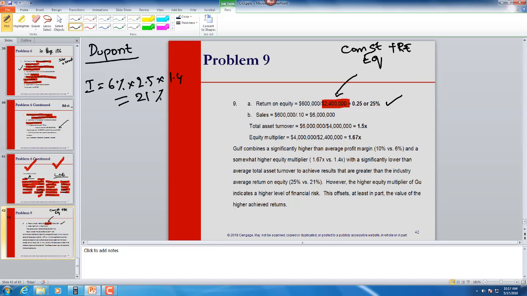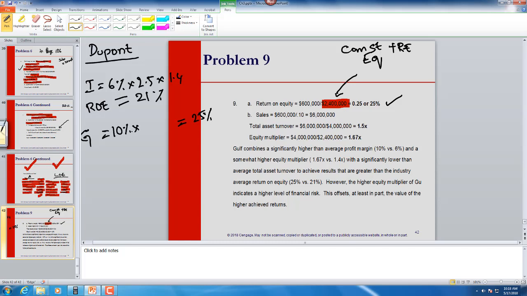Now compare Gulf with the industry average. What is the source of major differences between Gulf and industry ratios? We already know the return on equity. Gulf is 25%. Industry return on equity is 21%. Now, first of all, we need to find out our net profit margin, which is net profit divided by sales. They told us net profit margin is 10%.